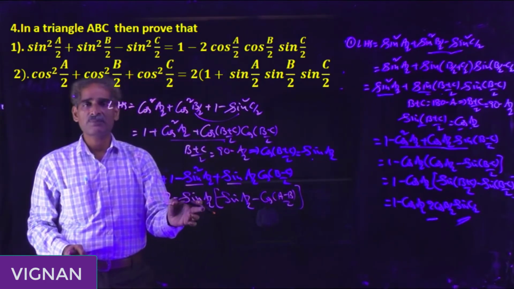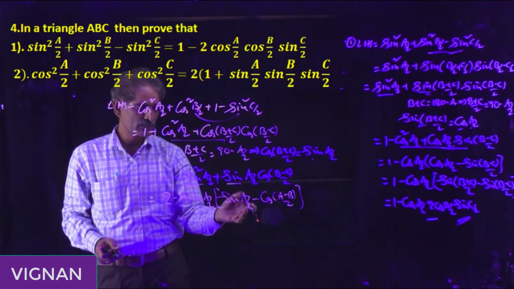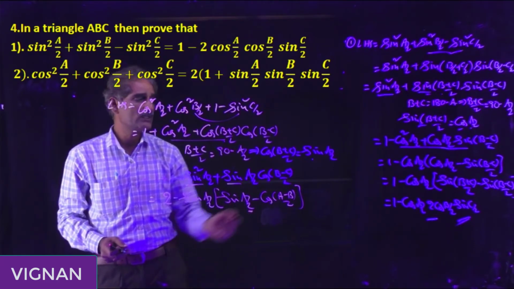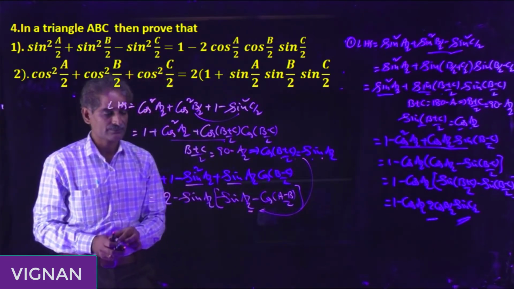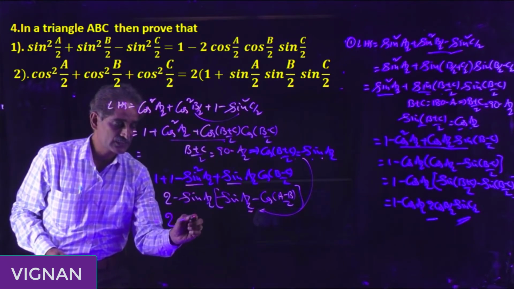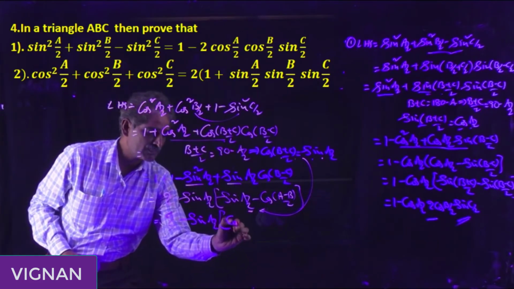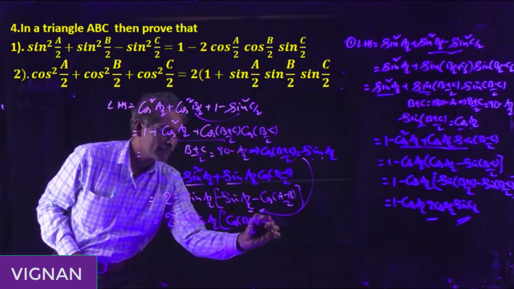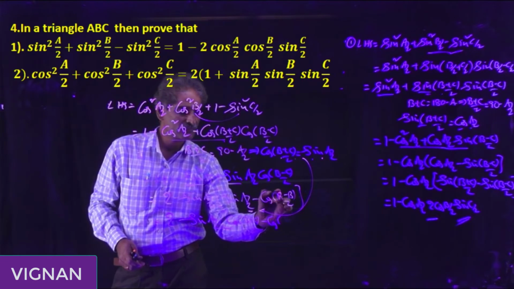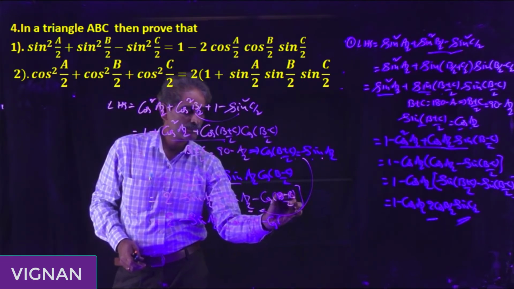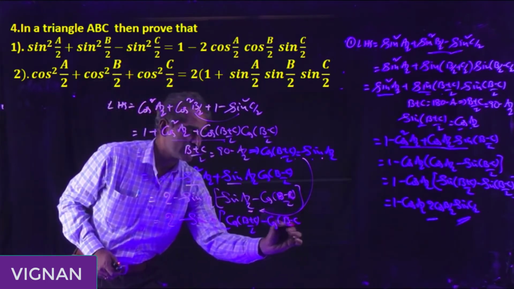Already we got a term in terms of A by 2. Next, what about the remaining B by 2, C by 2? So try to introduce B, C in place of sin A by 2. Sin A by 2 is nothing but cos (B plus C)/2. With the help of this, we can write 2 minus sin A by 2 into cos (B plus C)/2 minus cos (B minus C)/2. Here B minus C is there. So cos (B minus C)/2.